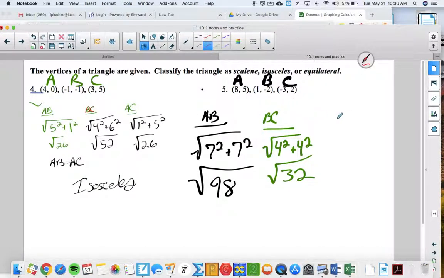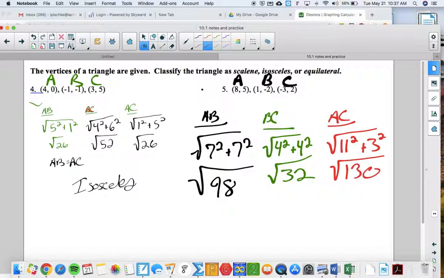And last but not least, A to C. A to C, so let's see, that's 11. So we'll square 11. And then 5 to 2 is 3. So we'll square that. So we get 121 plus 9, which is 130. So none of these lengths are equal, so it's scalene.